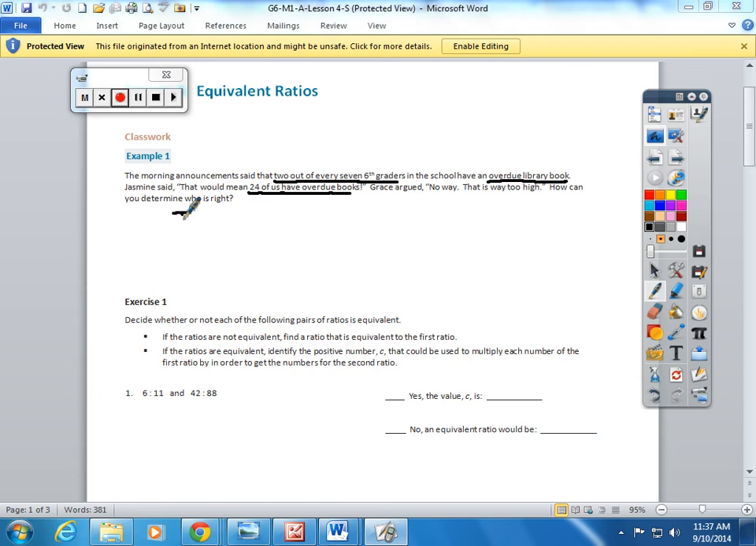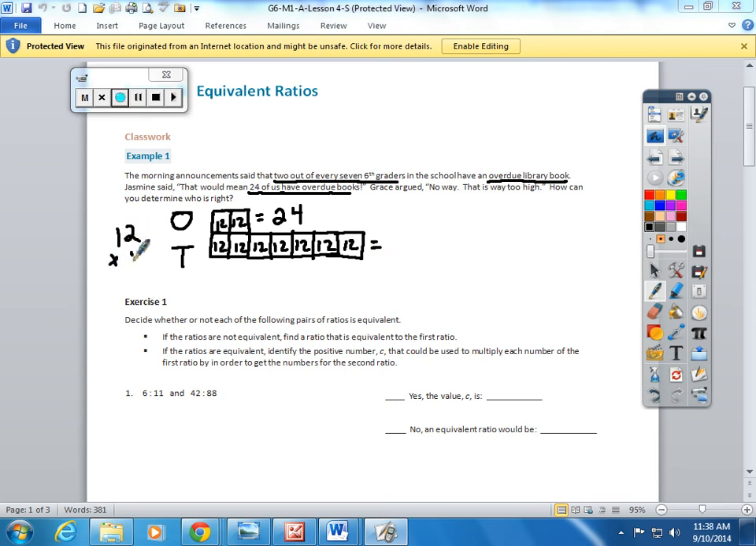First, I'm going to use O for overdue and T for total, and we're going to make a tape diagram. For every 2 overdue library books, there are a total of 7 sixth graders. So I make sure the boxes are equal. Okay. Now Jasmine said 24 people have overdue books. If 24 is divided by 2 boxes, that means 12 would go in every box.